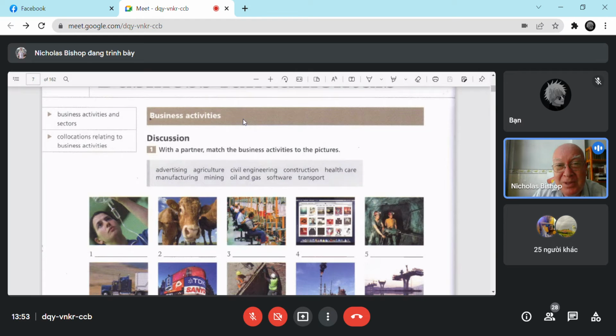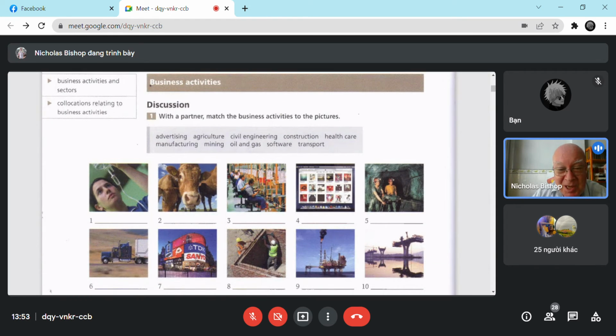Let's have a go at doing the first thing here. It says discussion. Now you can't do it with a partner because we are eWorld, so try to do it by yourself and then I'll tell you after a little what it should be like. These are kind of collocations. There are words or phrases here. Match these words or phrases to the pictures, yeah?